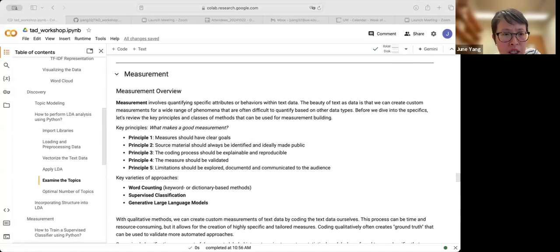Okay, so measurement. When we think about what we've done just now, we've represented our text numerically as the first step. We've cleaned up the text. We've done some discoveries using our text data. Right now we have a good knowledge of what our text data contains, and we have refined our research question. The next step is usually we want to build some measurements out of text data.